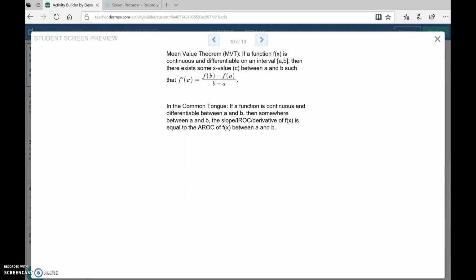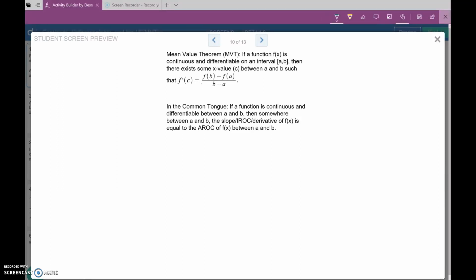Okay, so the last one, the mean value theorem. If a function f of x is continuous and differentiable on an interval a comma b, then there exists some x value c between a and b such that f prime of c equals f of b minus f of a over b minus a. Okay, so in common tongue, this whole shebang here should look familiar. This is the average rate of change between a and b.